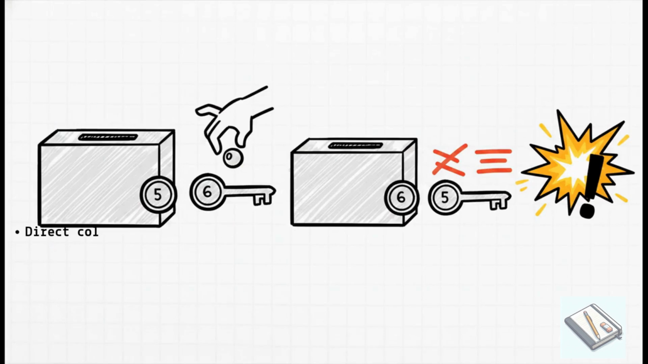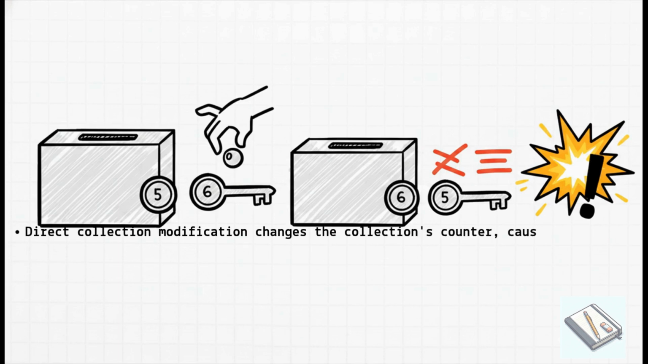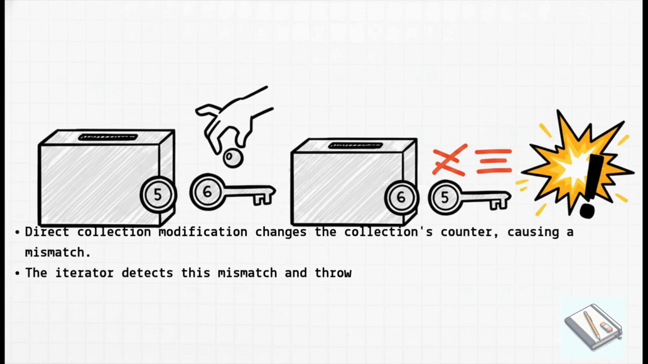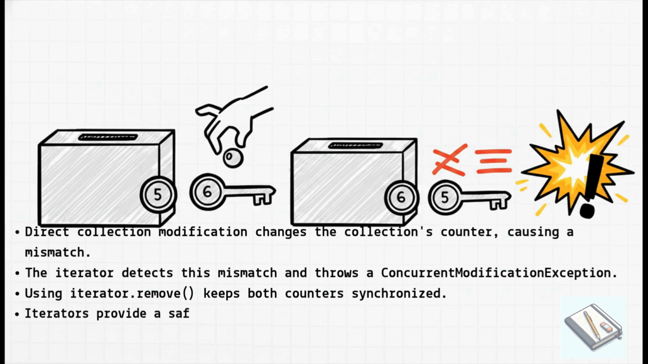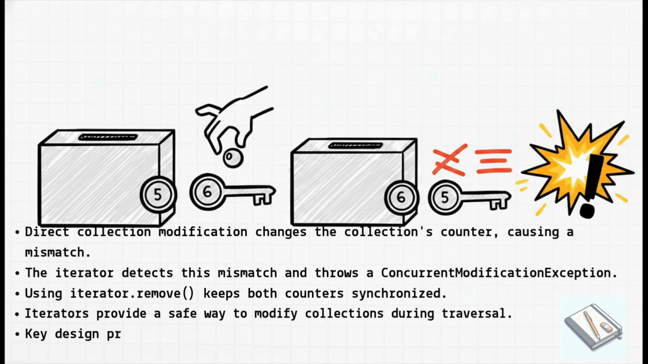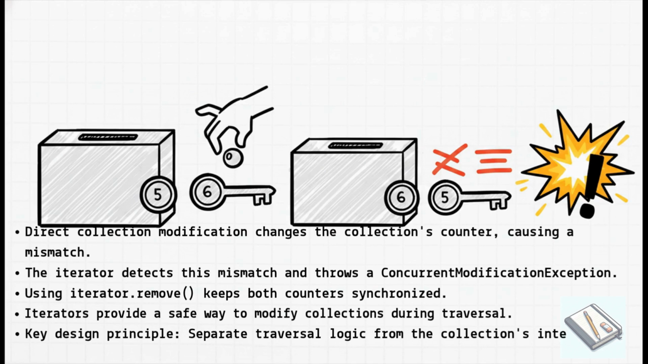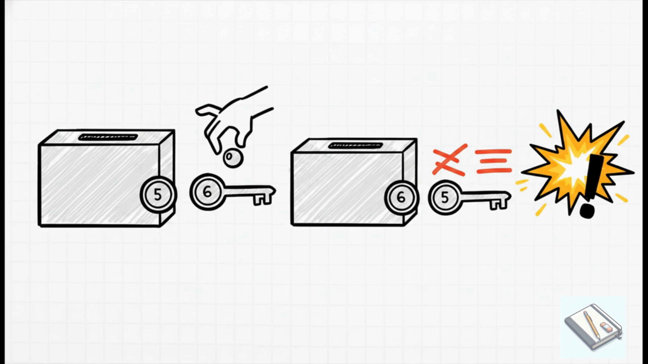And here's the clever bit behind how it works. Just imagine the collection has this internal counter, a mod count. Let's say it's at 5. When you get an iterator, your iterator also takes a little snapshot and remembers that number, 5. Now, if you go behind its back and modify the collection directly, the collection's counter bumps up to 6. The very next time your iterator tries to do anything, it checks the numbers. It sees its 5 doesn't match the collection's 6, and it immediately throws that exception. But when you use the iterator's own remove method, it's smart enough to update both counters at the same time, so they always stay perfectly in sync.